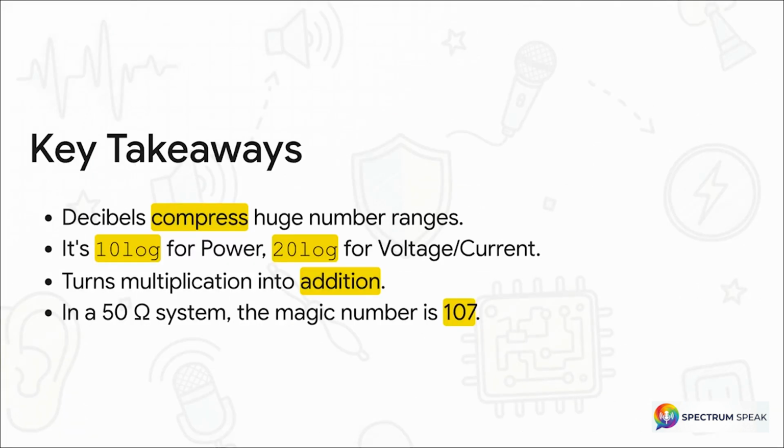All right, so let's recap the absolute essentials. First, decibels are our tool for compressing massive number ranges. Second, remember the grammar. It's 10 log for power, 20 log for voltage and current. Third, the magic of decibels is that they turn multiplication into addition and division into subtraction. And finally, in our 50 ohm world, the magic number 107 is your best friend.